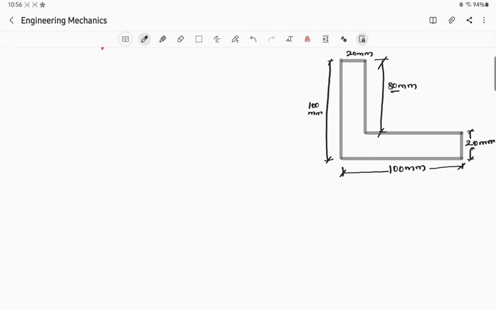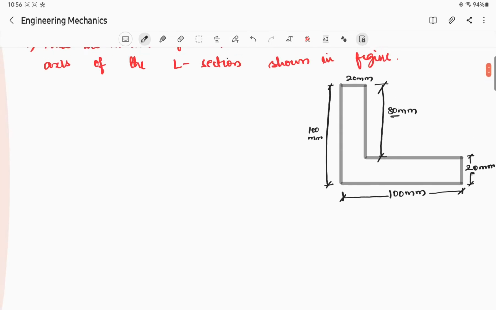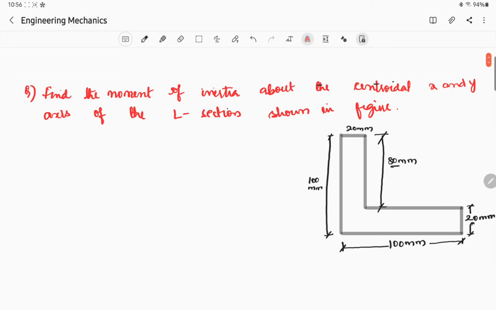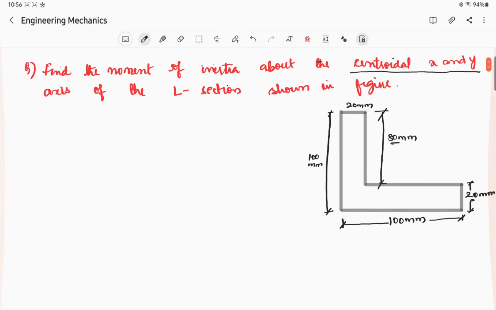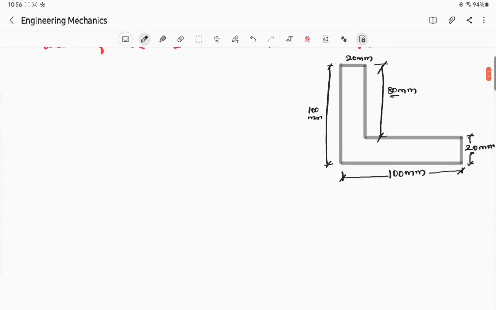Okay, so to calculate the moment of inertia, we have done the same problem in previous classes, wherein we have calculated moment of inertia about its base. But here in this problem we have to calculate moment of inertia about its centroidal x and y axis, which is very important. So to calculate moment of inertia of this L section about its centroidal x and y axis, what we have to do? First we have to calculate the centroidal x axis.